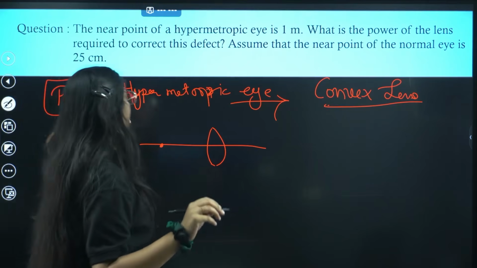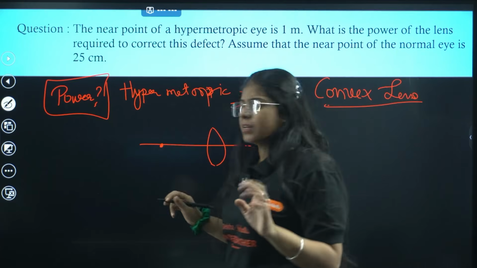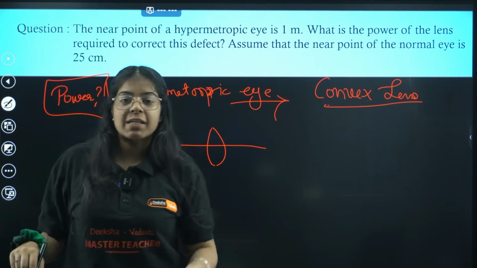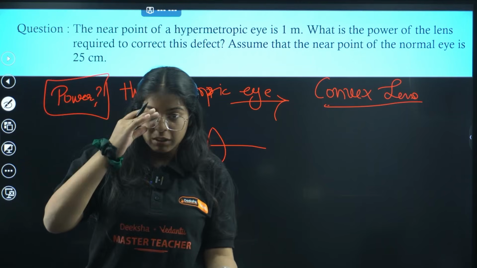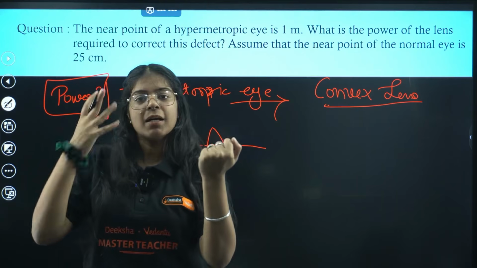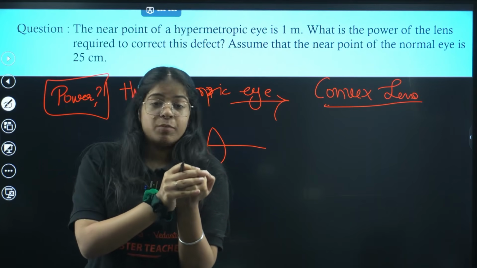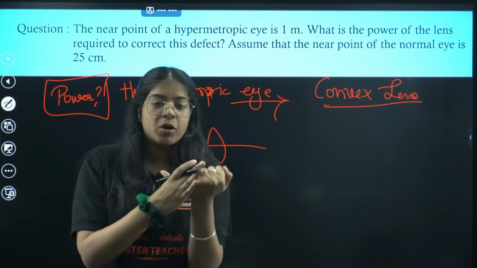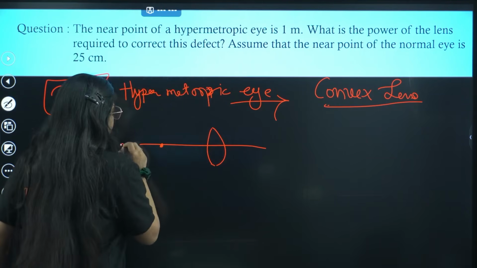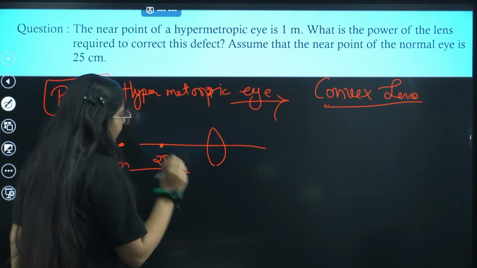We are writing everything down, to correct this defect. Assume that the near point of the normal eye is 25 centimeter, we know that. So what is happening here? Let's say my object is at 25 centimeter. I need to see that object at 25 centimeter. But I won't be able to see it clearly because my near point has shifted to 1 meter, correct? So this is my 1 meter. Let's say this is my 25 centimeter, correct?